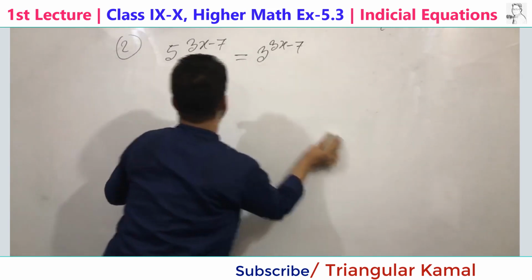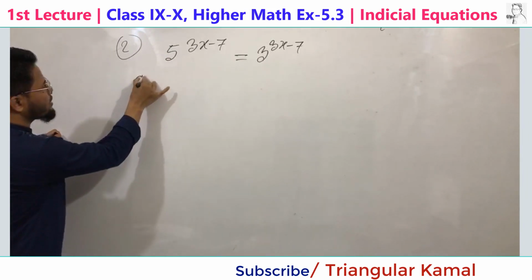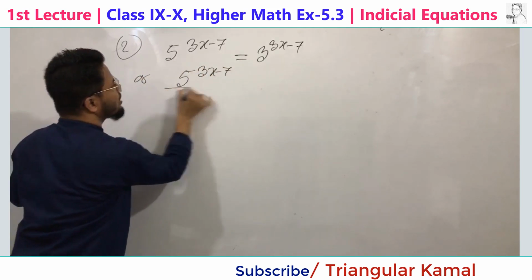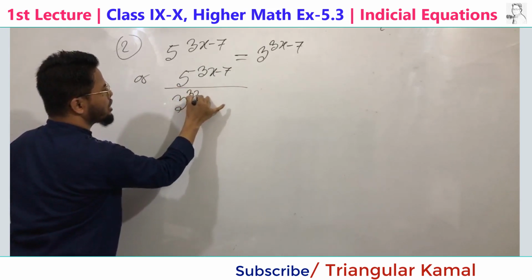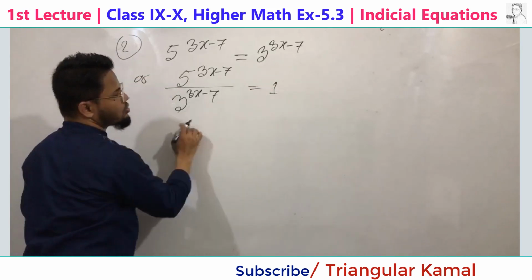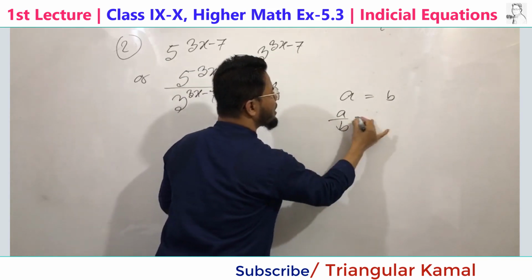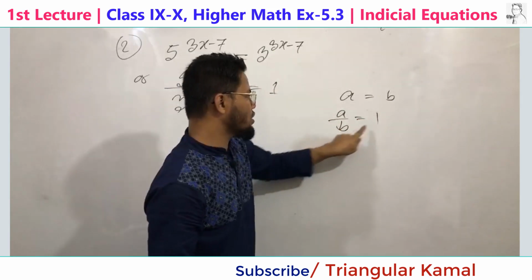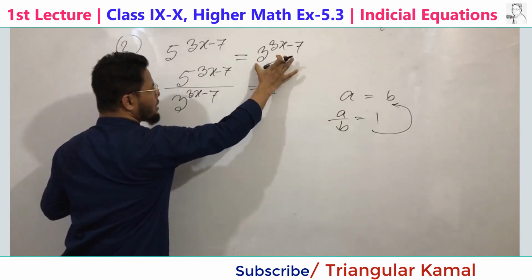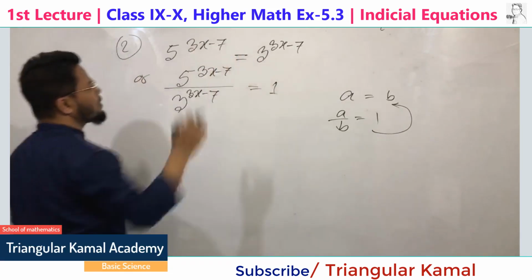We see here the bases are the same, so we can change this one: 5 to the power 3 times of x minus 7 divided by 3 to the power 3 times of x minus 7 equals 1. Just like a divided by b equals 1, and if you cross multiply this one, you will get the previous line.